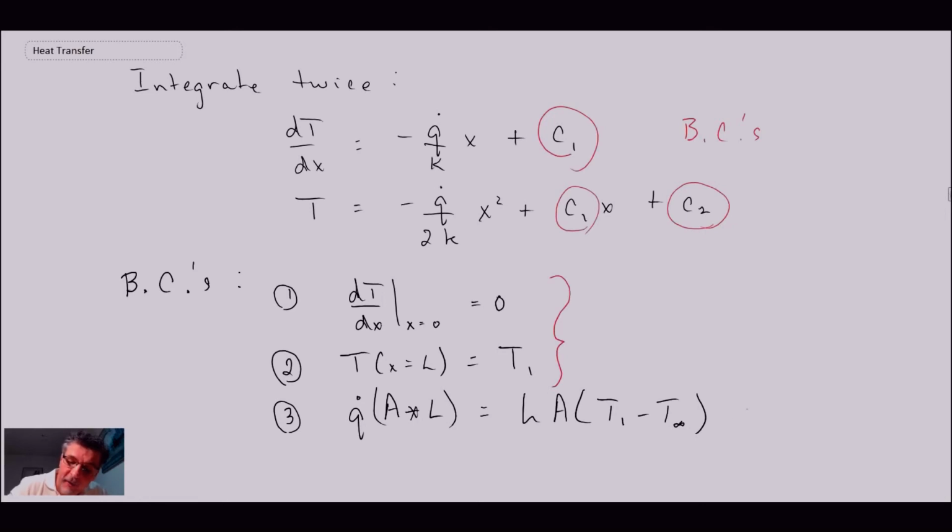And you'll notice the third one here, this is the one that I said was related to an energy balance on the right-hand surface. That's Q dot times the volume, and that has to be equal to the energy that is flowing out and going into convective heat transfer. So that's the relationship that we've made with that third boundary condition. So let's go ahead and proceed to use the first two boundary conditions.